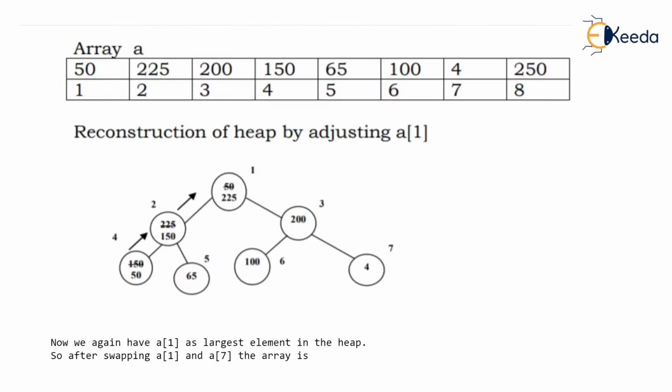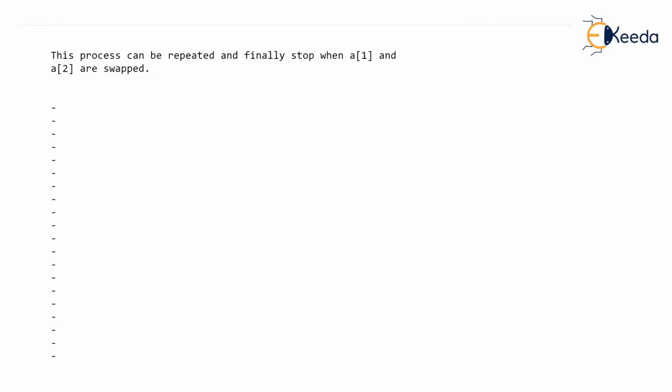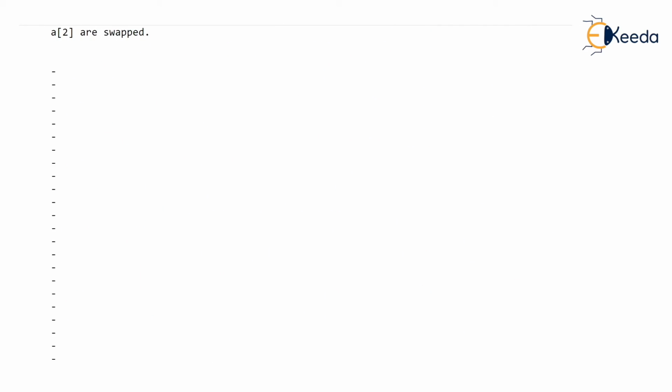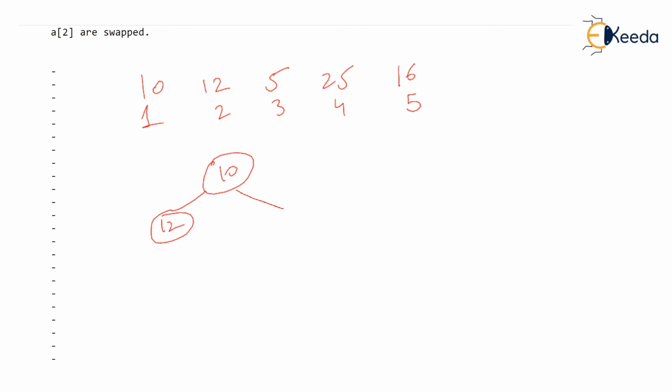But before we leave this video, just do a small exercise with me. Let's take an array, say 10, 12, then 5, 25, and 16. Now these are the array elements, and you are asked to convert this array into the form of a max heap. So you will first draw the initial heap. The initial heap is drawn sequentially from left to right. Correct or not?